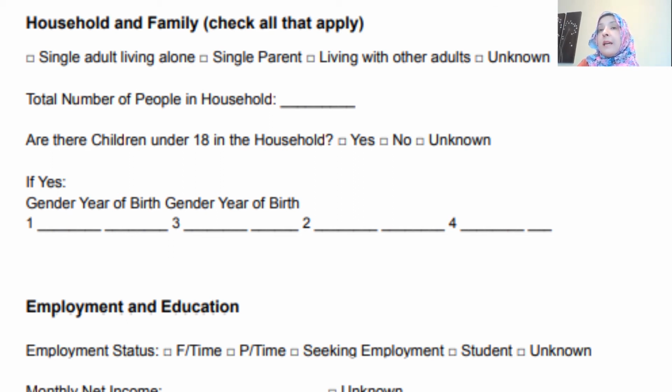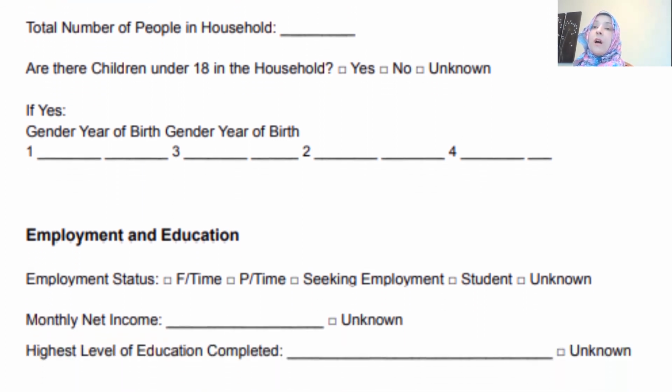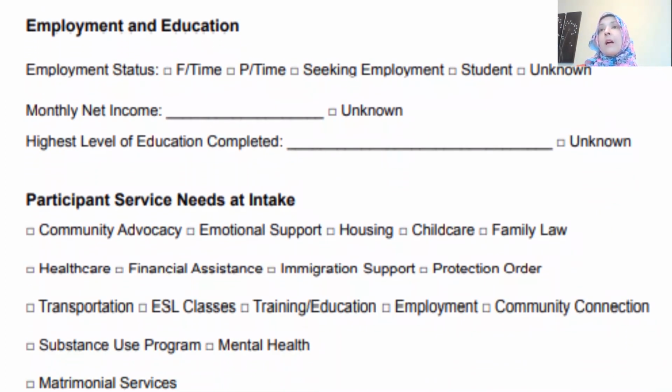We ask them regarding their employment and education. Again, many applicants may, after the transition that they've experienced in their lives, be looking to be gaining economic independence and financial stability. So this information is helpful with that. And then finally, there's this section here, the participant service needs at intake.